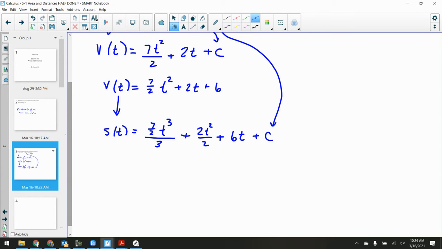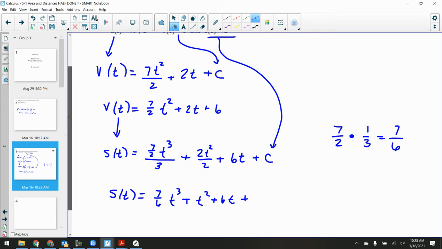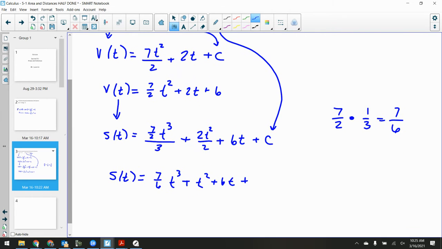So now let's just simplify that a little bit. 7 halves divided by 3 is times 1/3, so 7/6. You could have also given it to me as a decimal. So s of t is 7/6 t to the 3rd plus t squared plus 6t plus my constant, which we know is 2. That's the position function.